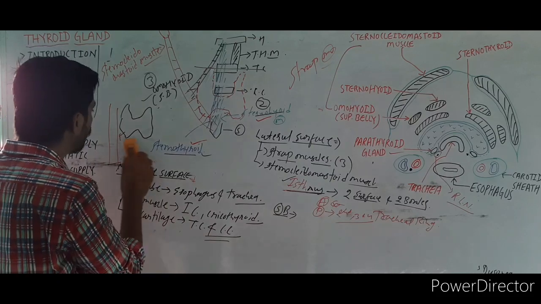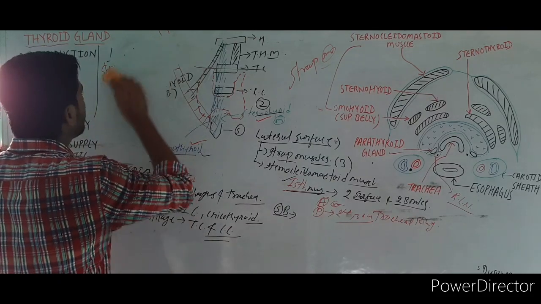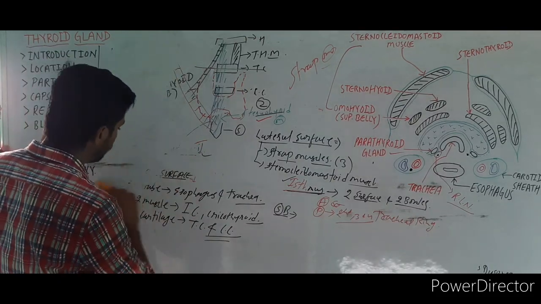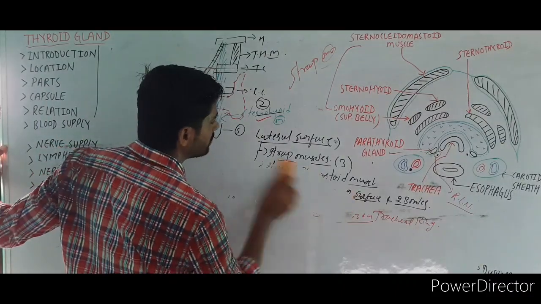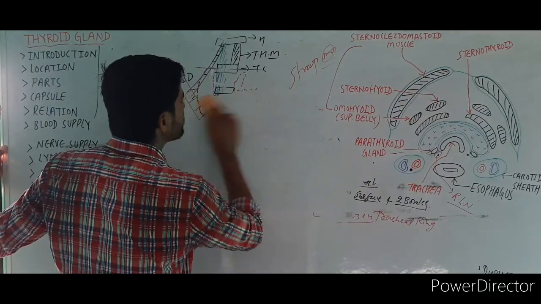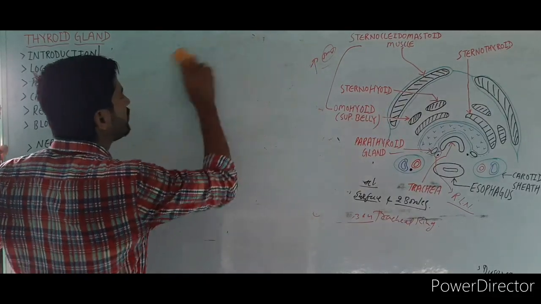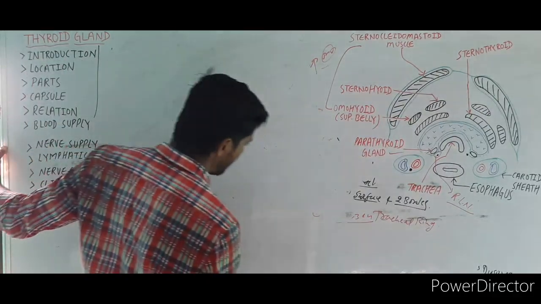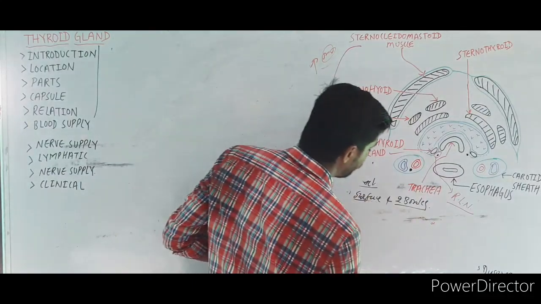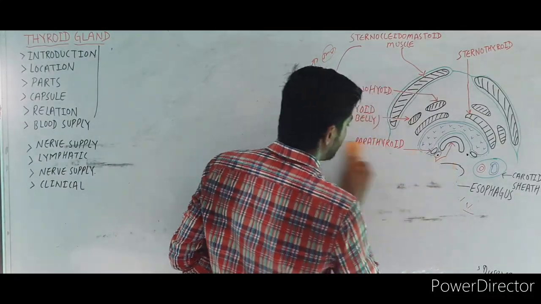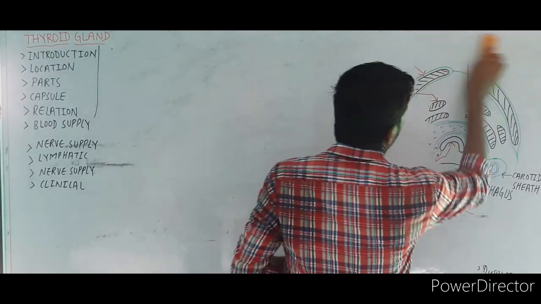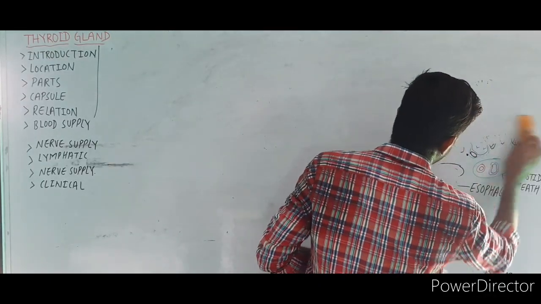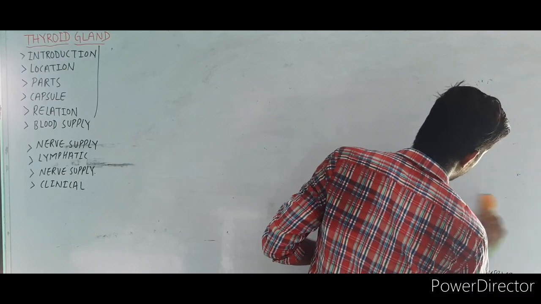Now we have to move on to the blood supply. The blood supply of the thyroid gland is very, very important. This relation is very, very important. So now blood supply, can you tell me the blood supply of the thyroid gland? First, remember the superior thyroid artery. Second is the inferior thyroid artery and the thyroid ima artery. These three are the arterial supply.